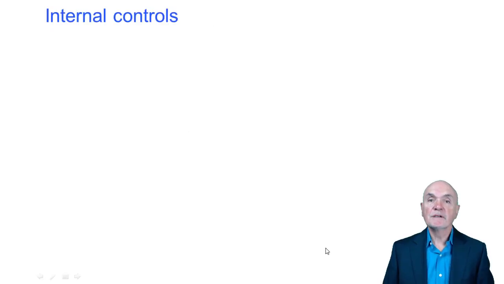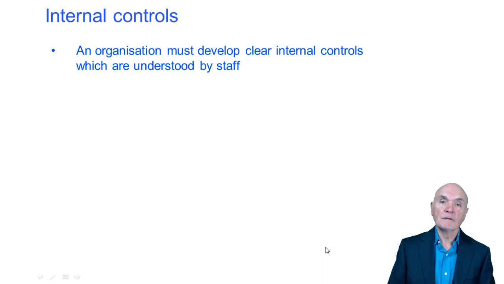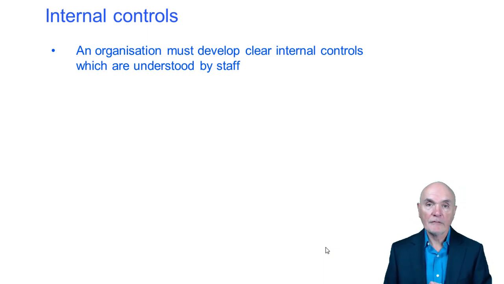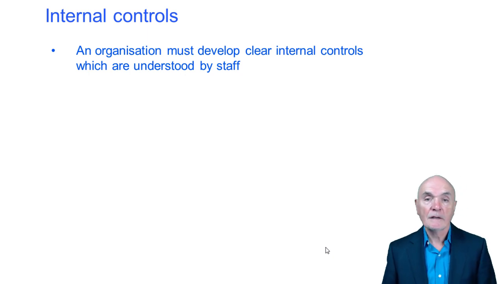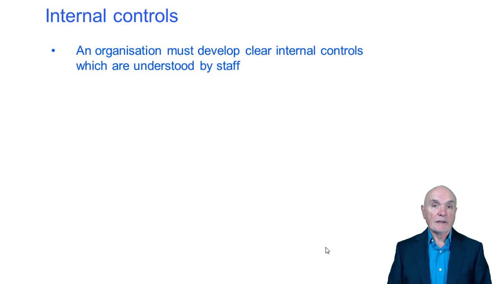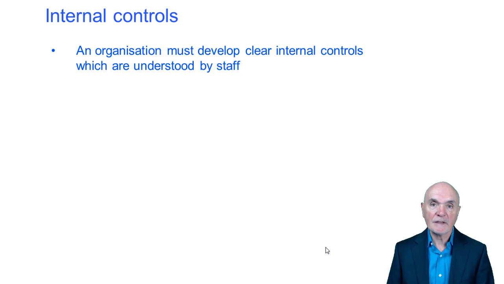This chapter deals with internal controls and related matters. It's important to realise who is responsible for internal controls, and corporate governance says that internal controls must be developed by an organisation, and these must be clearly understood by staff. Internal controls are the mechanisms by which the transactions of an organisation can be controlled, the assets can be safeguarded, and we can rely on information being produced and relayed to management.